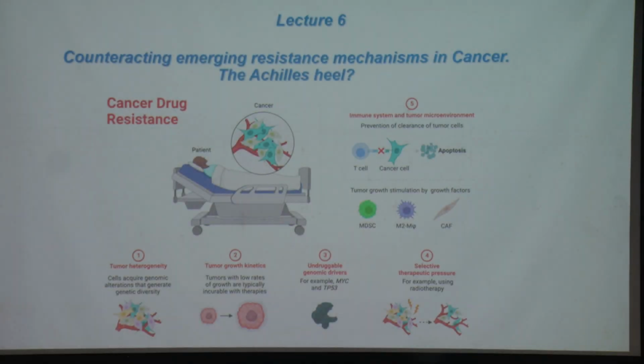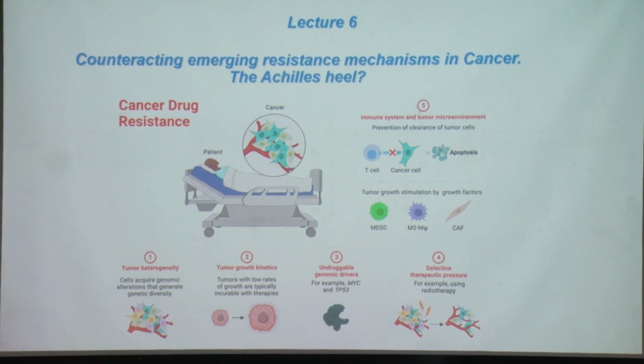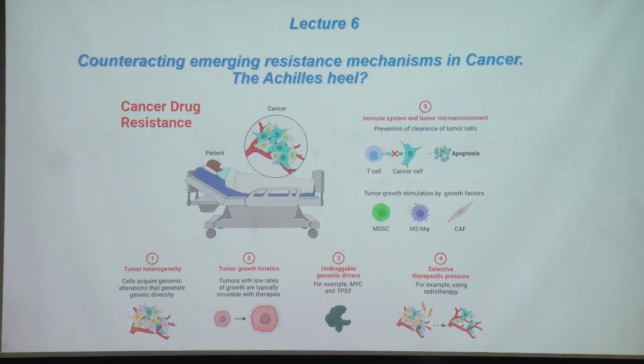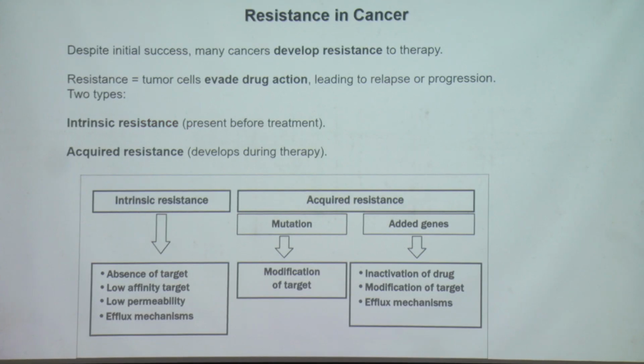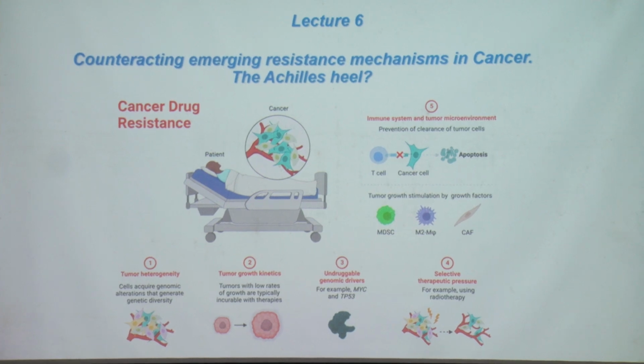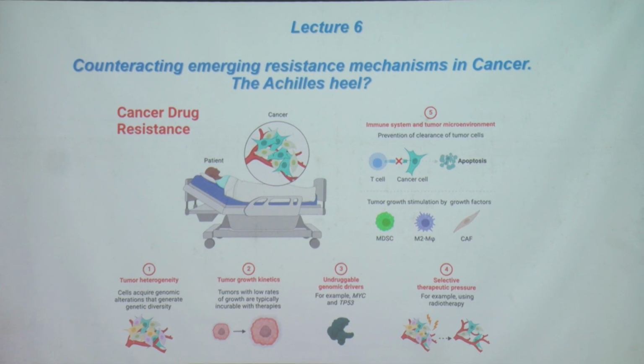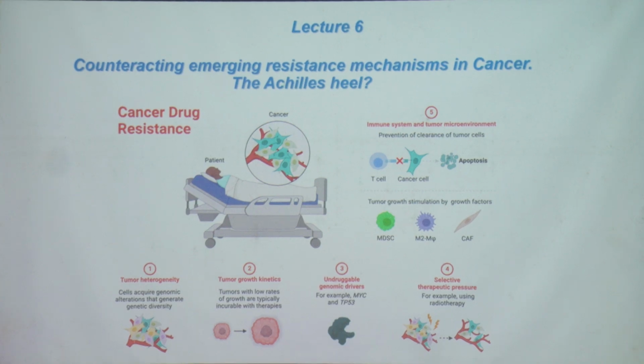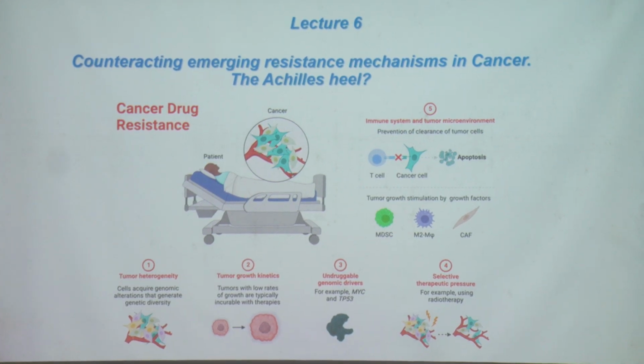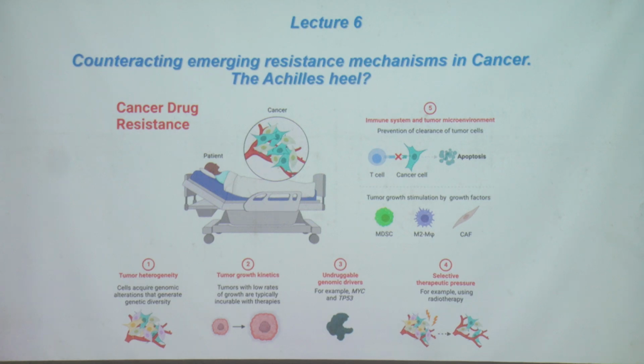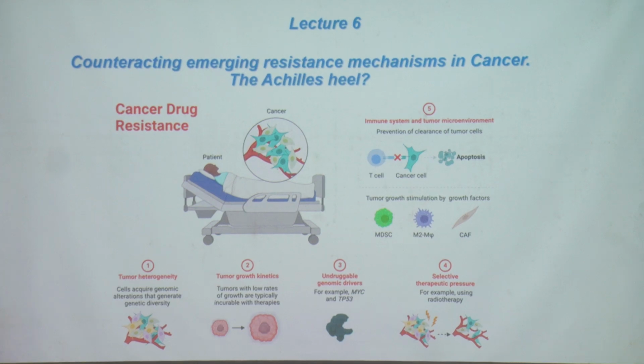So first of all, what are these resistance mechanisms and how do we counteract them? And what is the Achilles heel here? When cancer cells become resistant to some mechanisms, they develop an alternative mechanism, and that is why they can survive those conditions. But when they develop that alternate mechanism, there could be something vulnerable about it. And if you can identify that kind of vulnerability, you can attack that weak part and kill them.